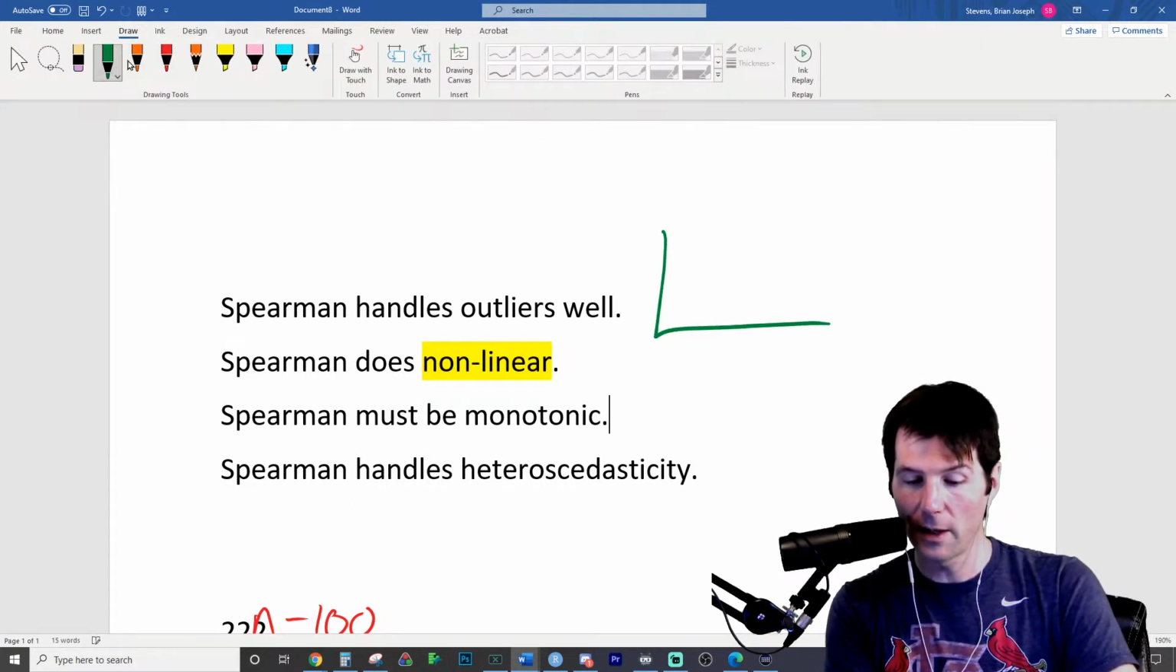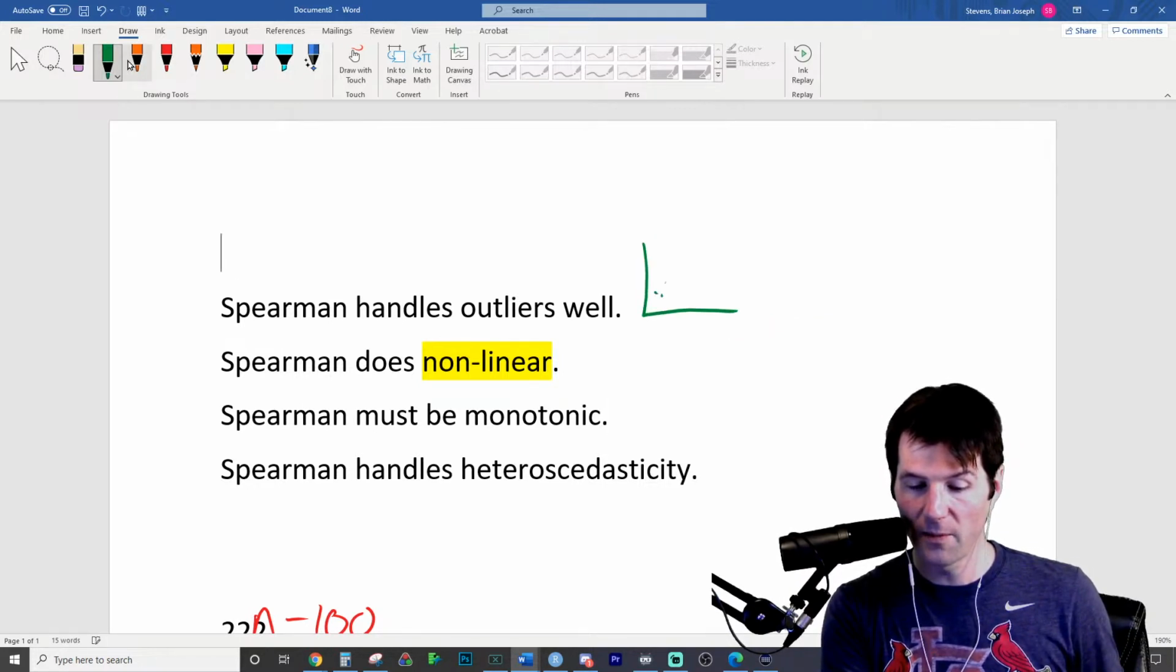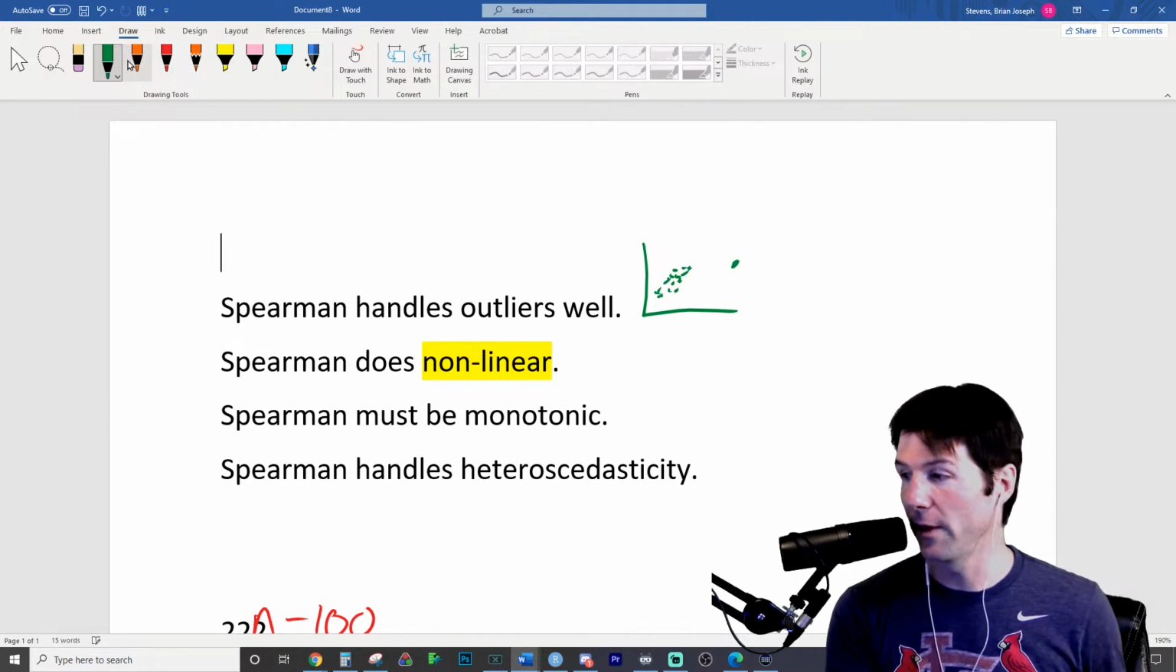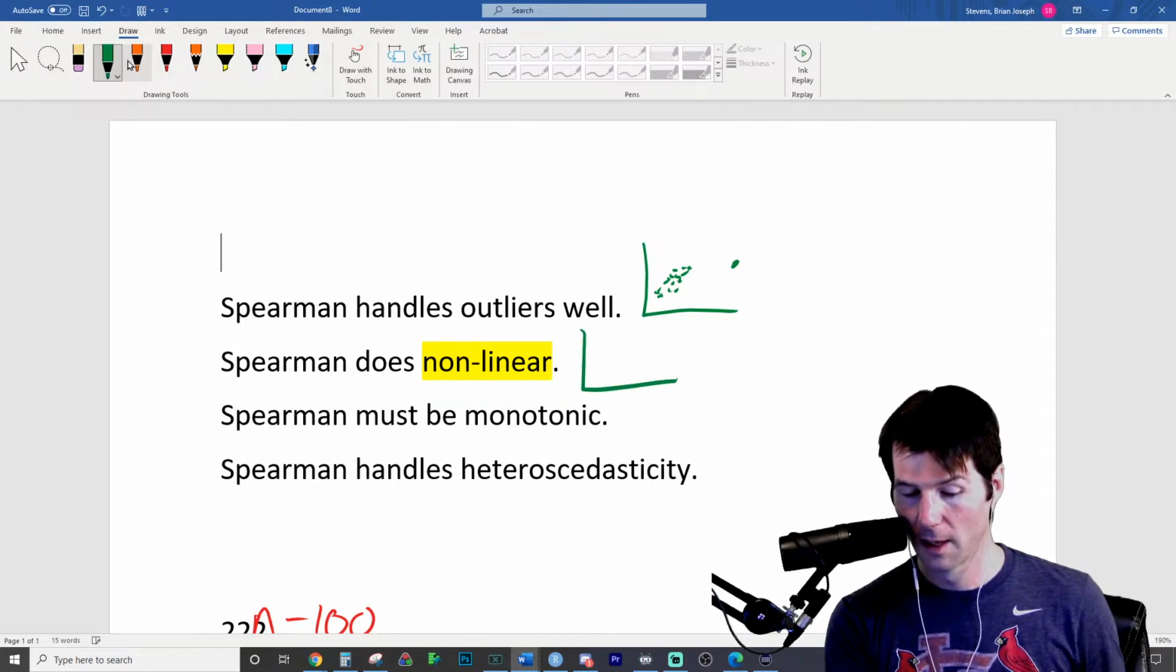So when we say it handles outliers well, let me try to draw that smaller because we're going to need more space. We're talking about if we have a bunch of points right here, you can have outliers like over here. It's going to handle that well. Can you walk through question 3? You bet. Let's do some question 3 next.